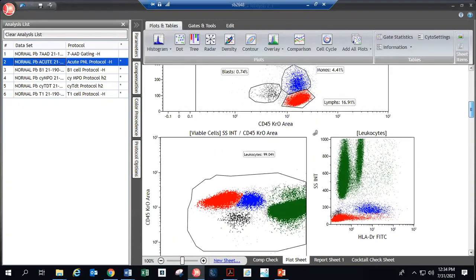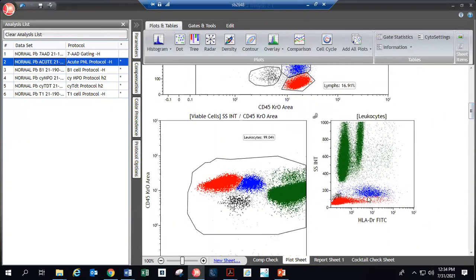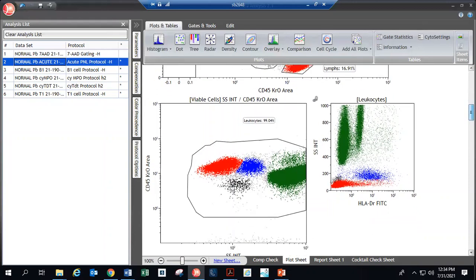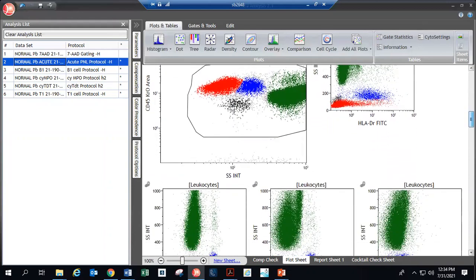So again, HLA-DR will be negative in the lymphocytes. It will be there in the monocytes. It will be dim in case of granulocytes. We have been studying all of that in a different fashion, but this is how it looks in Kaluza.